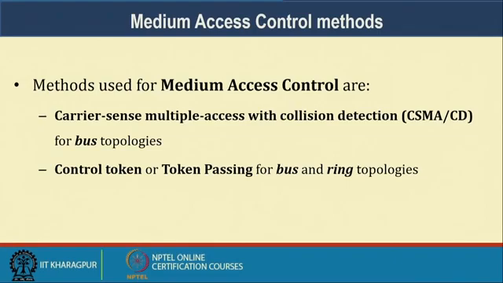So if we look again at the medium access control method, there are two things which are predominant. One is carrier sense multiple access with collision detection, CSMA/CD, for bus topologies, which we mostly see around us. There is another, which is still there but not so popular: control token or token passing for bus and ring topologies. This is also there, but not so popular these days. So we are mostly on the CSMA/CD type of architecture.